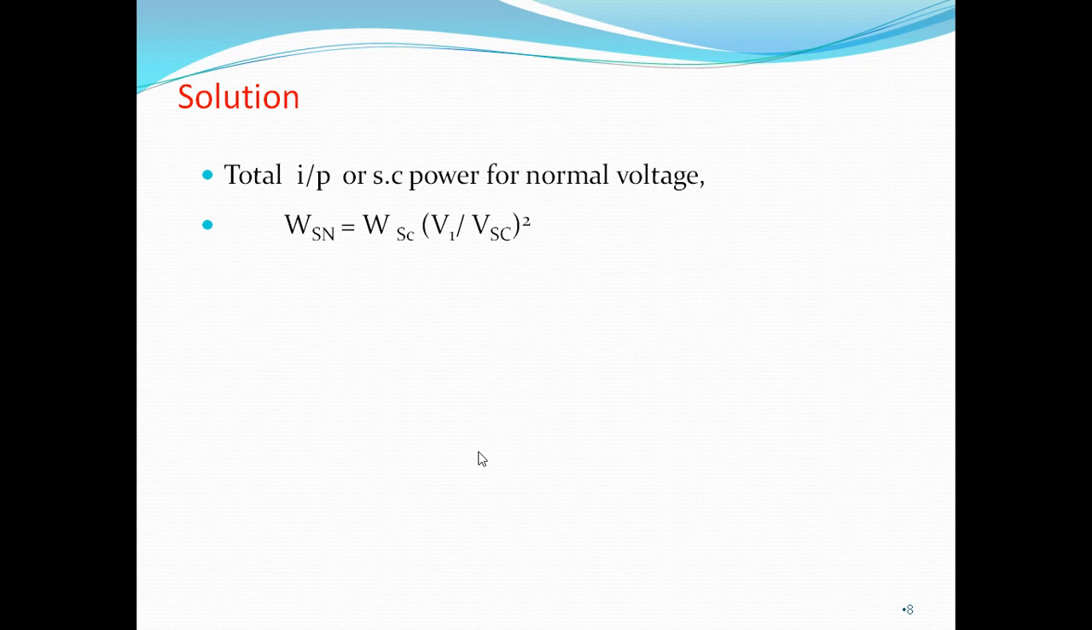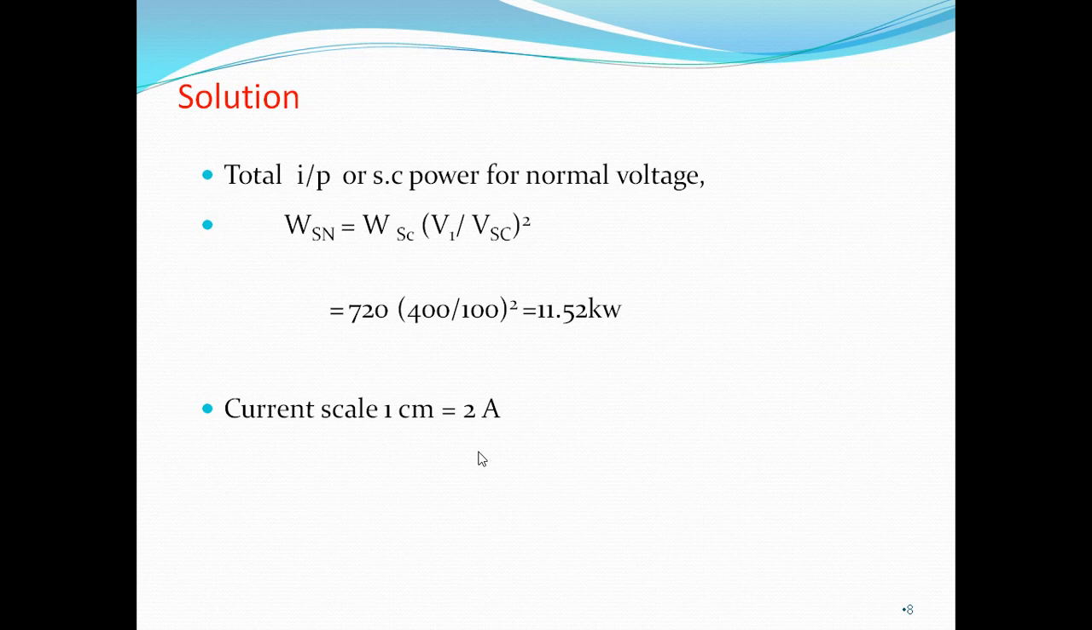Actually, what we have to do is conduct a short circuit test at the rated voltage. But they are not conducting it at the rated voltage. So we have to convert that power to the rated voltage. So that is 720 into 11.52.